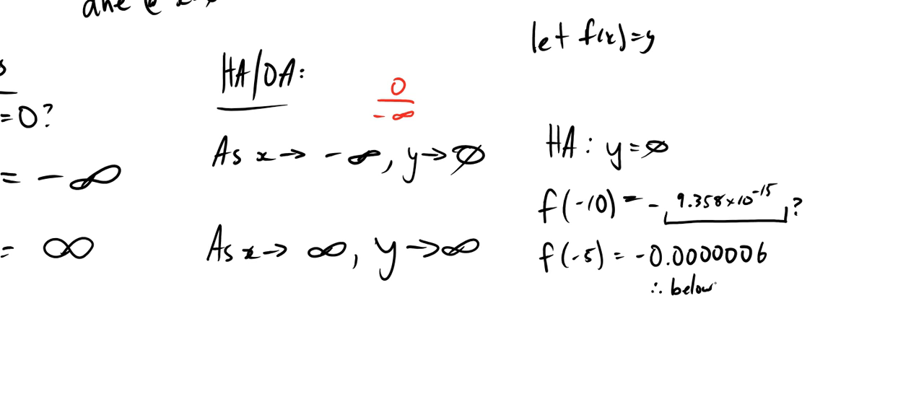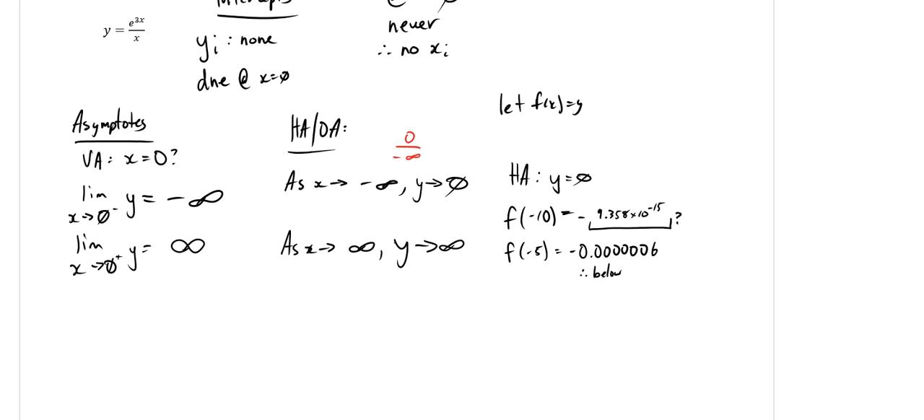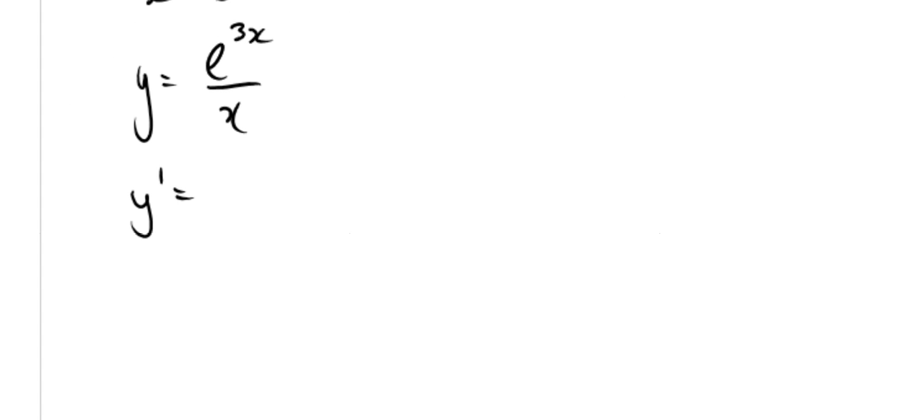Okay, I think we've got all of this done. So we've got our intercepts, we've got our asymptotes. I am now going to do both the first derivative and the second derivative. I'll let you get a head start if you want to give it a try yourself. Quotient rule.